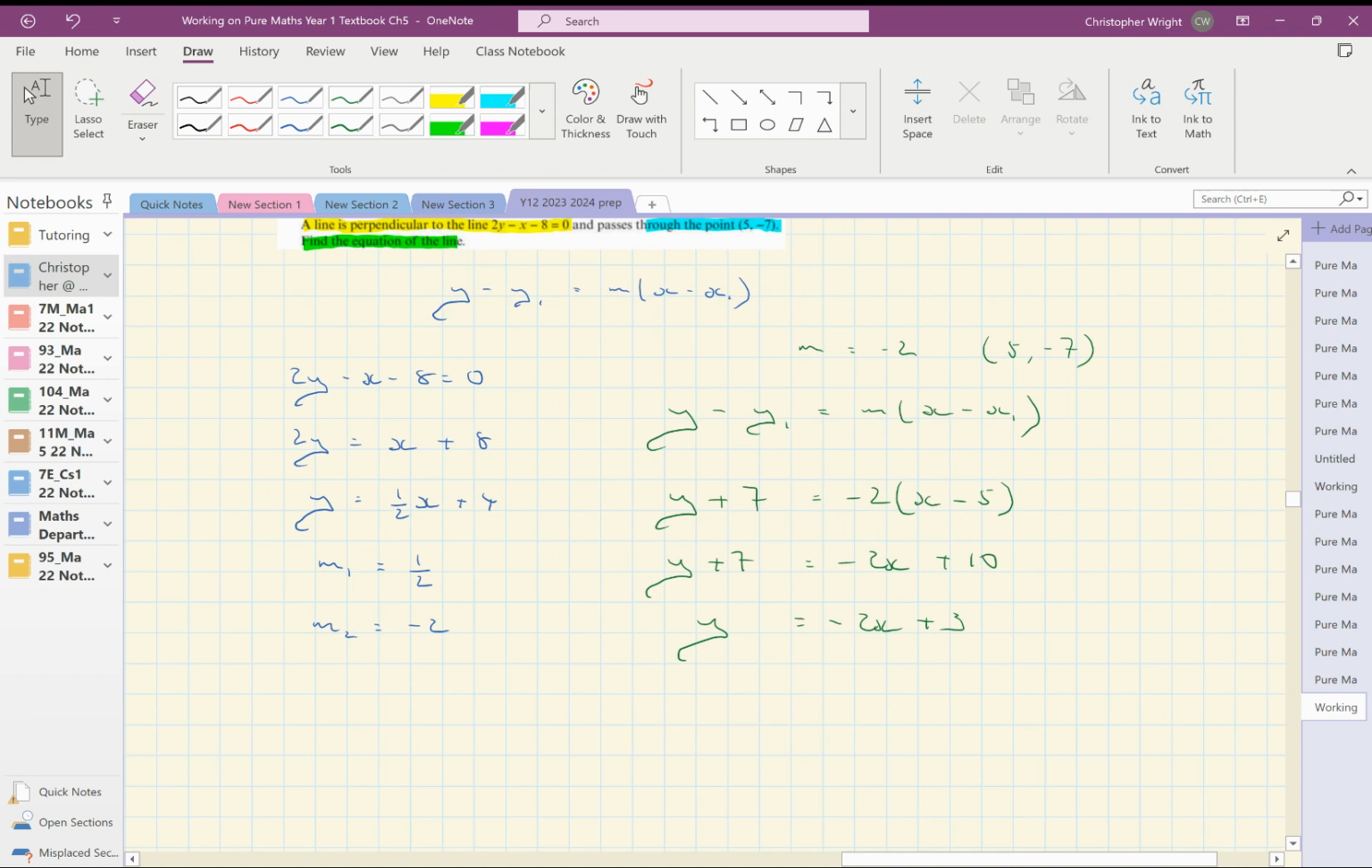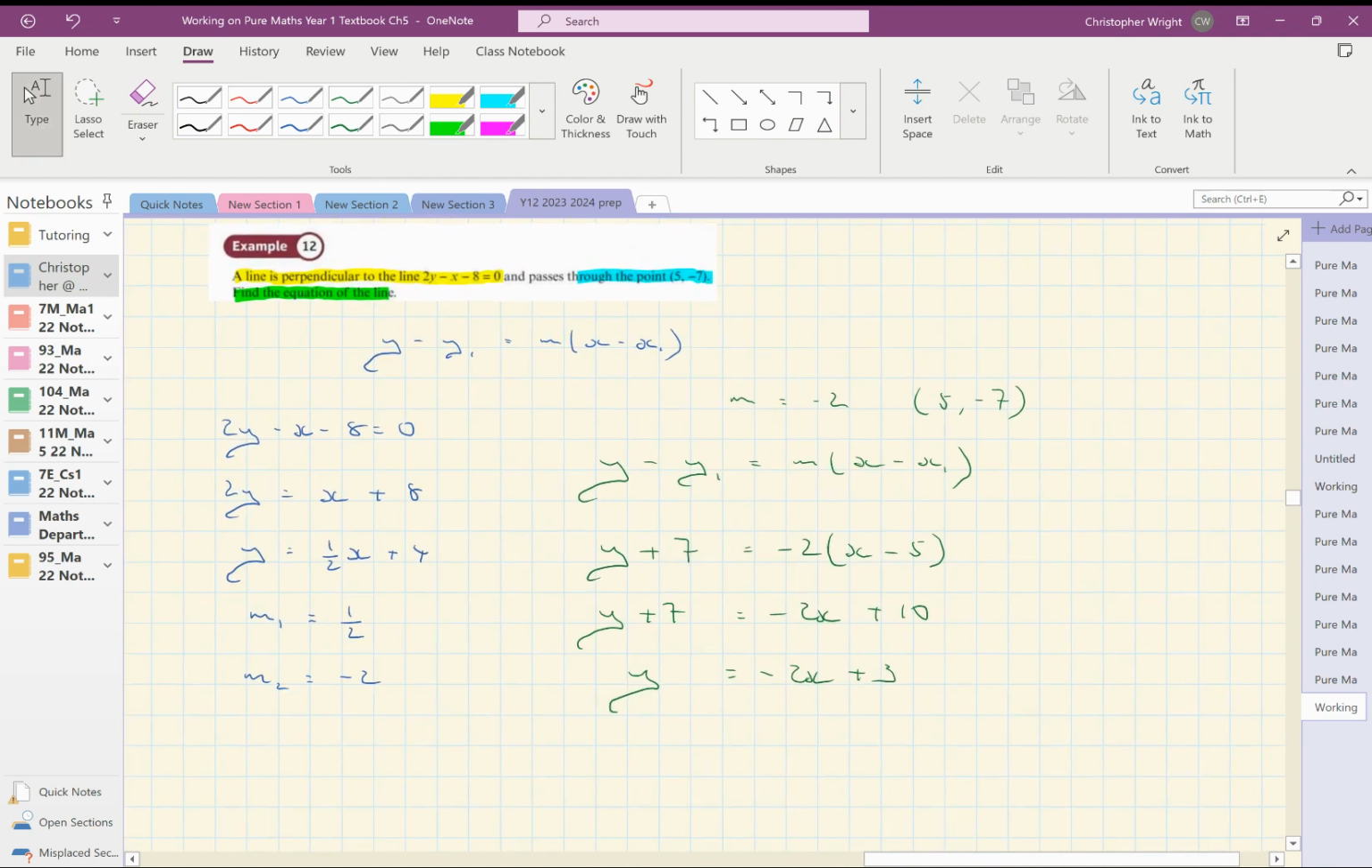Does it ask me to give the answer in a particular form? No, it doesn't. So it's find the equation of the line, and here is the equation of the line that it's referring to. And that's example 12.